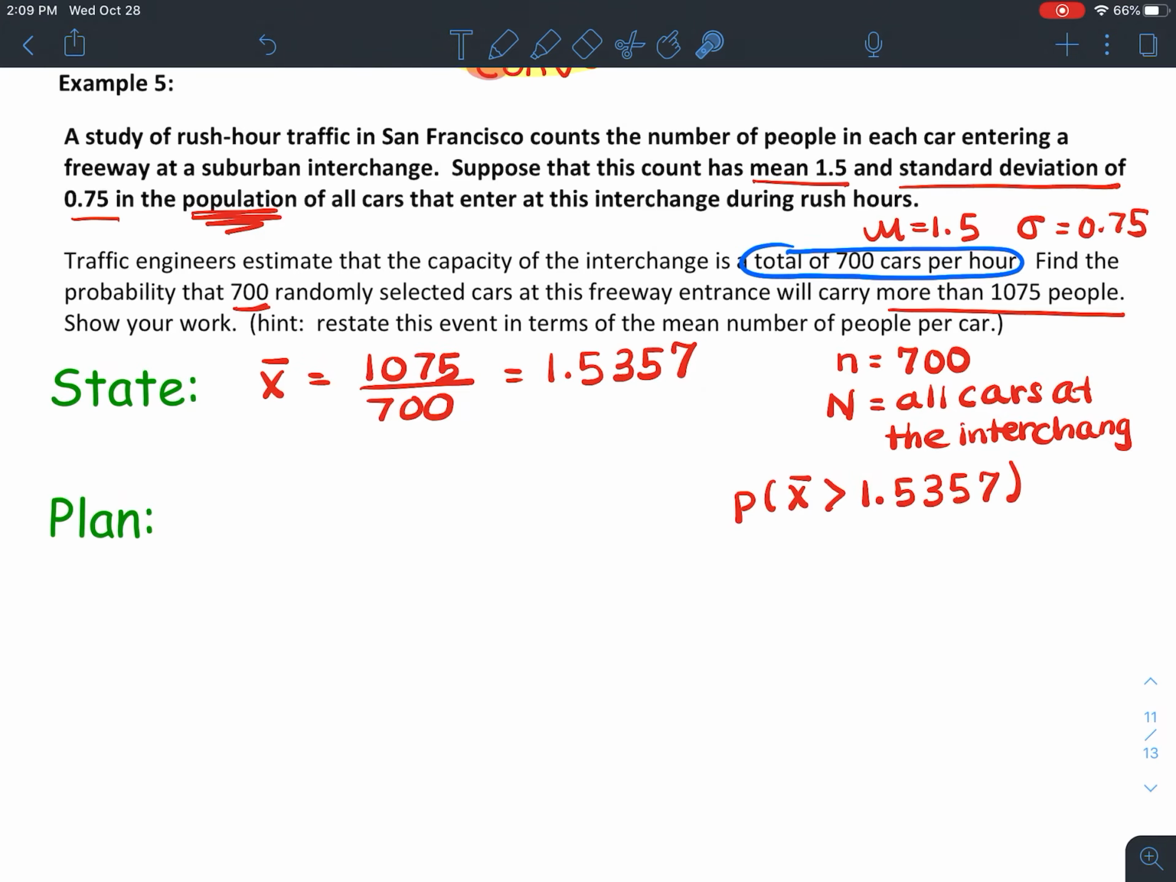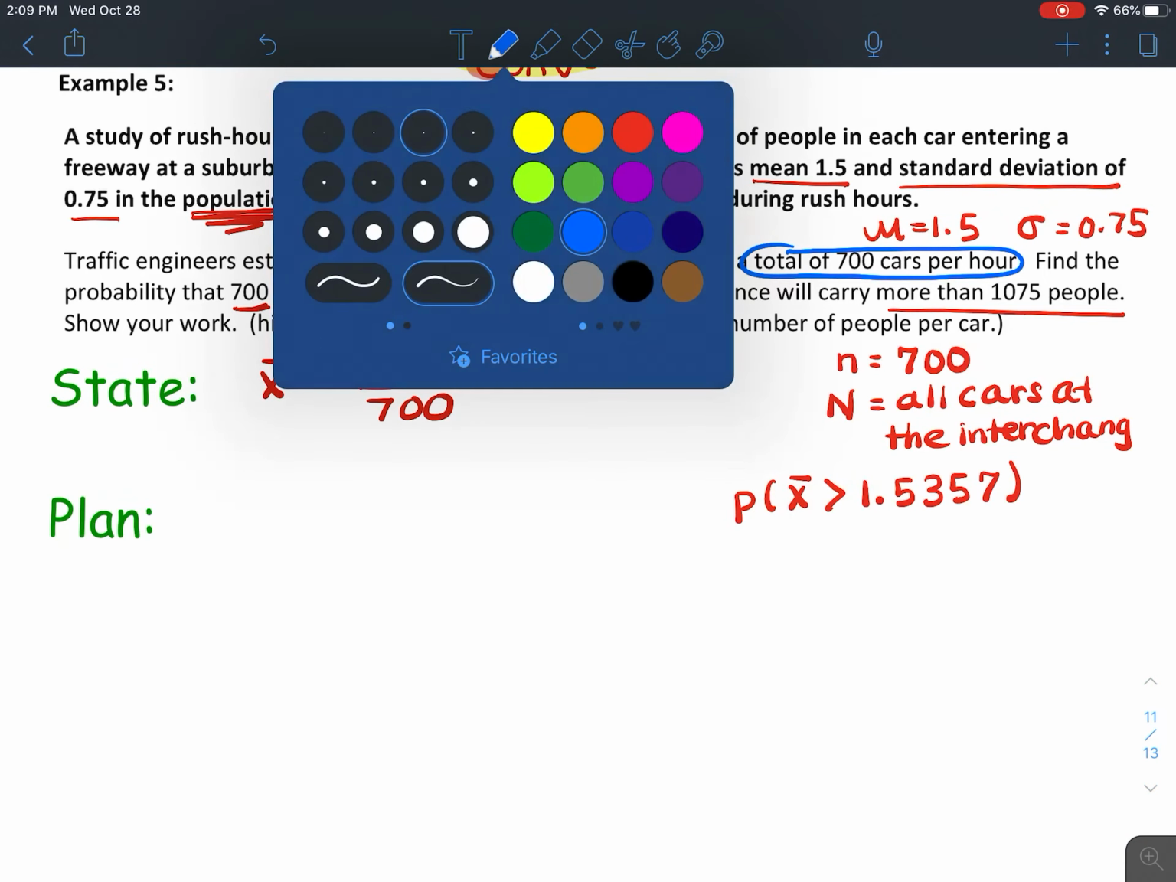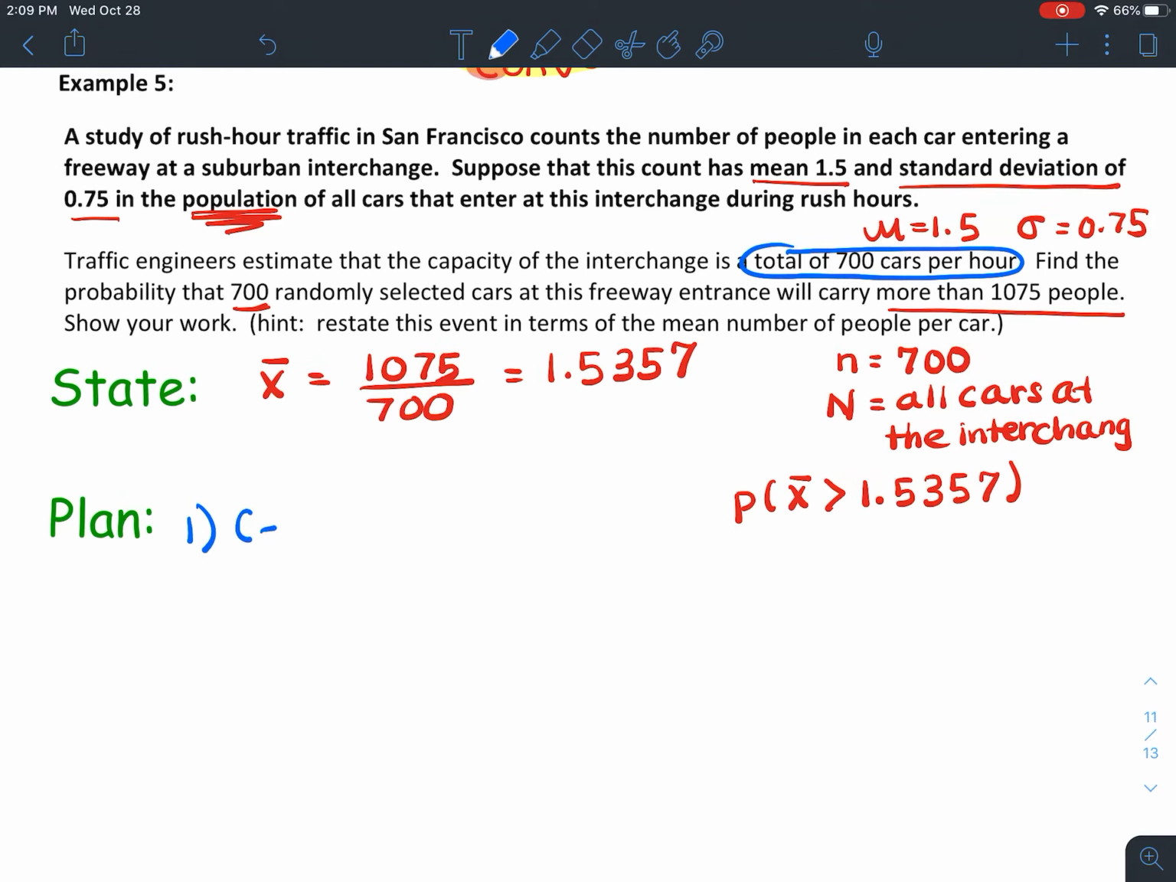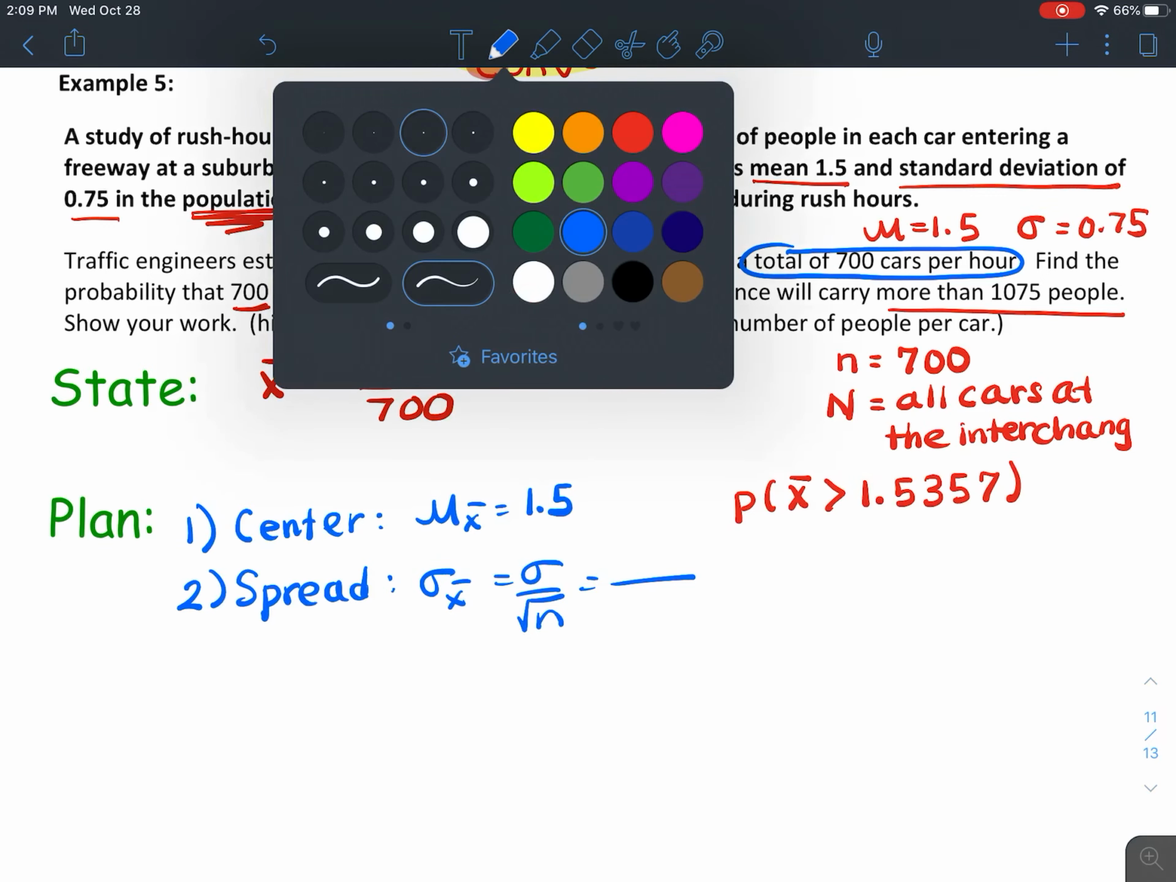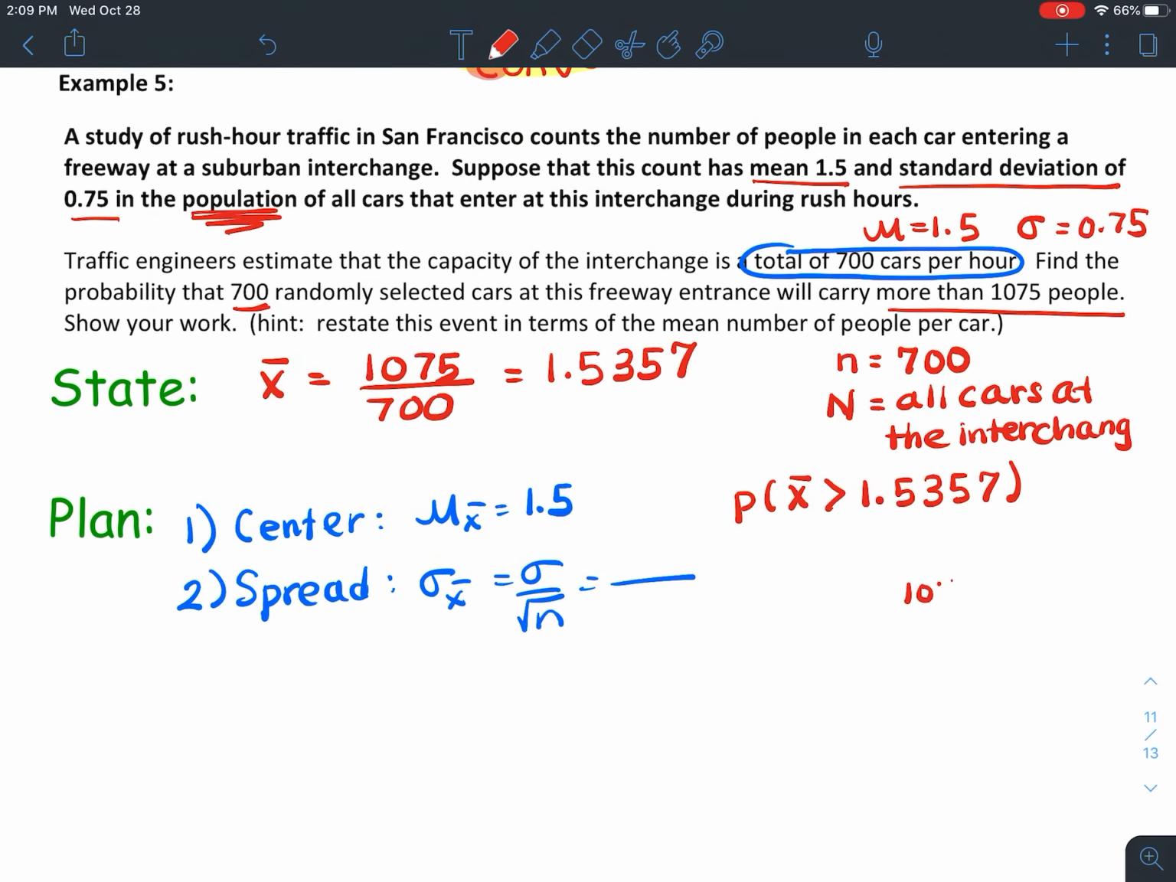In the plan step, since this is definitely going to require us to have the center, shape and spread for the sampling distribution, since this is a probability about a mean, we need to go ahead and describe those three elements here. So our center is going to be spot on with the center of the population distribution. Our spread, this is a formula that would be on the formula sheet. Before we plug those in, we should do a quick 10% condition check here.